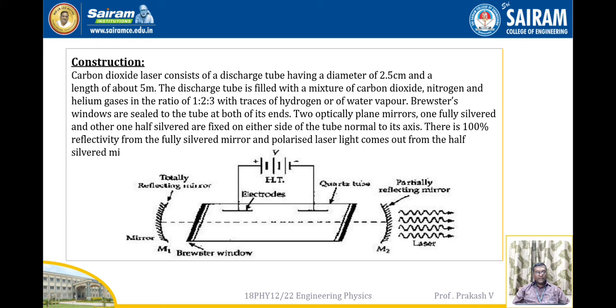Brewster windows are fitted to the tube at both of its ends. Two optically plane mirrors, one fully silvered and the other one half silvered, are fixed on either side of the tube normal to its axis. There is 100% reflectivity from the fully silvered mirror, and polarized light comes out of the half silvered mirror. So here the polarized laser beam is coming out of the half silvered mirror.